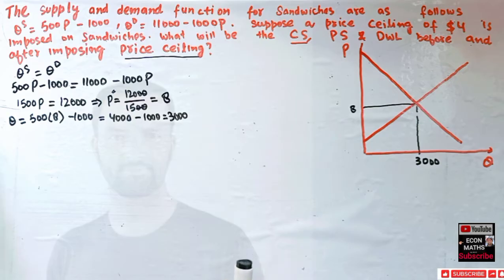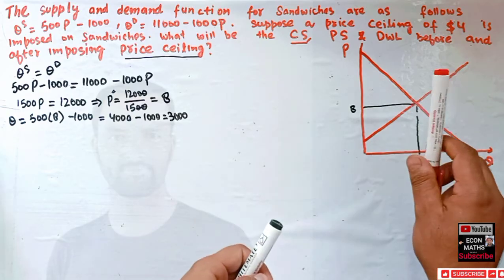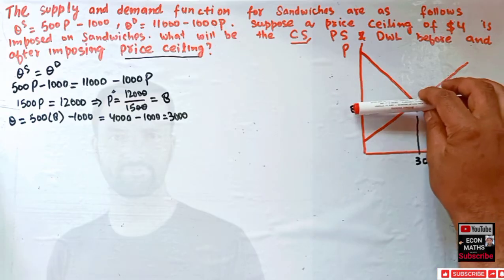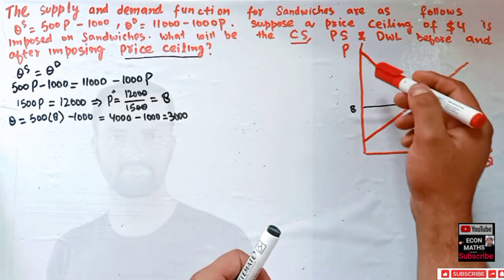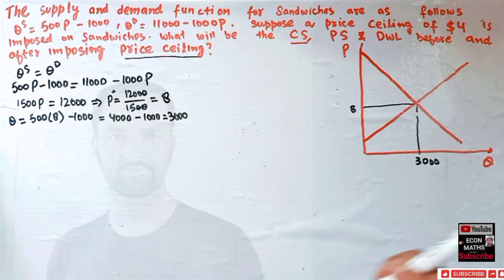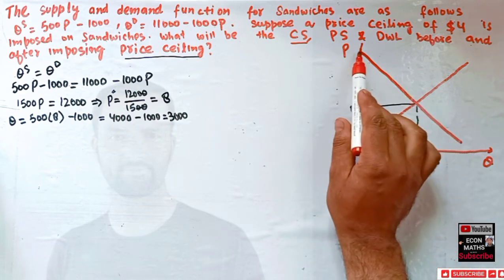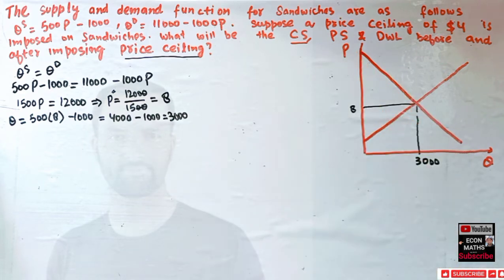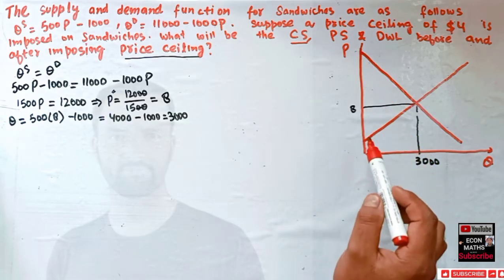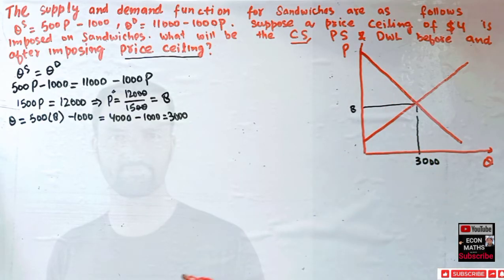How do we calculate the consumer surplus? Consumer surplus is the area which is below the demand curve and above the equilibrium price. That means this triangle denotes our consumer surplus. So how do we calculate this? First we should find the intercept here, then we will be able to find the consumer surplus. We have to find the intercept of the demand curve and the intercept of the supply curve also.